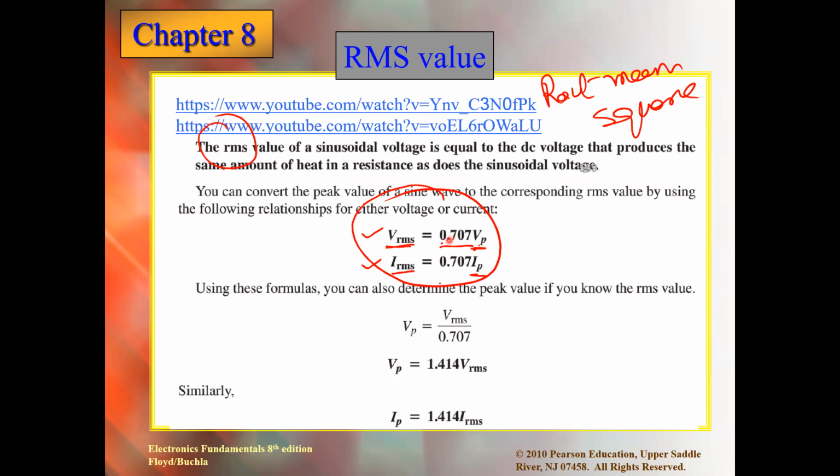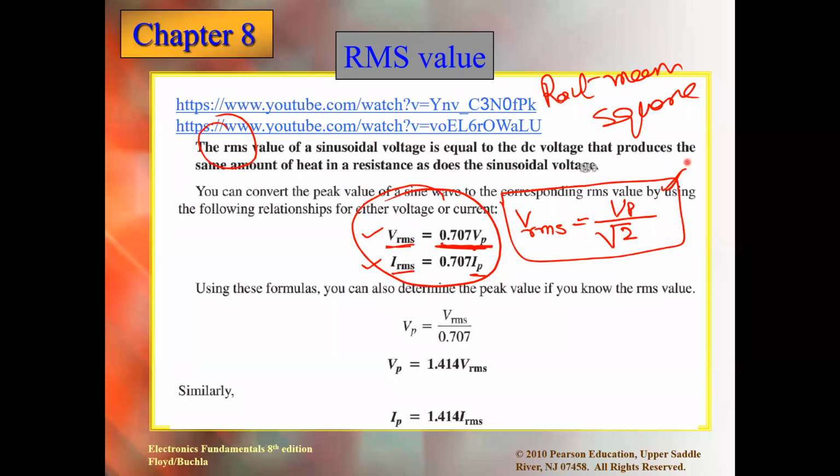So this value may be difficult for you to memorize. I will give you another way to memorize it. You can remember VRMS is equal to 1 over root 2 times VP, or VP over root 2. Can you check this using your calculator? Are you getting the same? 1 over root 2 means 0.707. Similarly, you can write IRMS as IP over root 2.